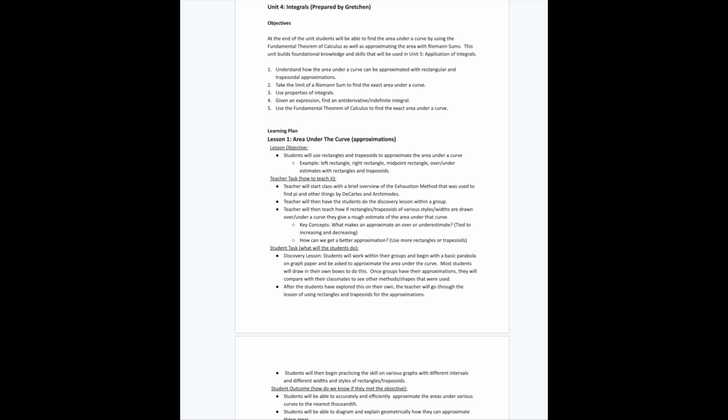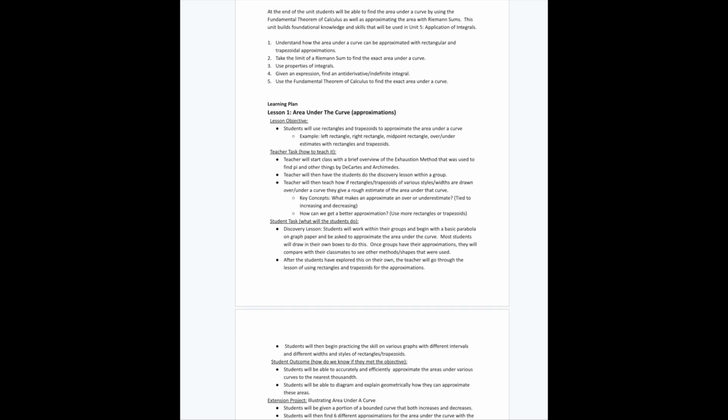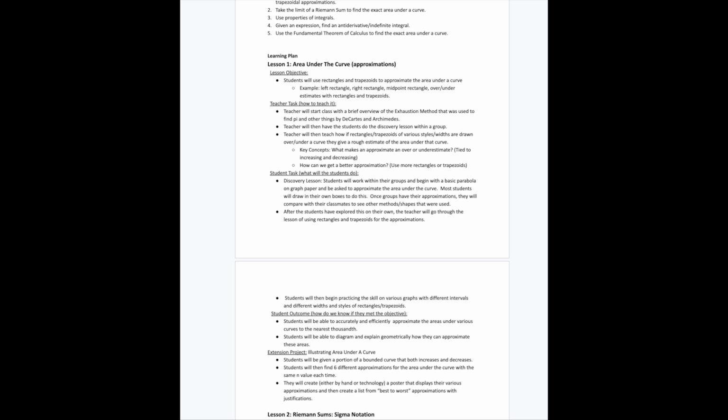In this lesson, students will be approximating the area with left, right, midpoint, trapezoids, all those different things. They will be asked to discover kind of by themselves, like with the exhaustion method, how can we find the area underneath this curve? They can compare and contrast with the people around them: I did this type of shape, you did that type of shape, how are approximations the same or different?